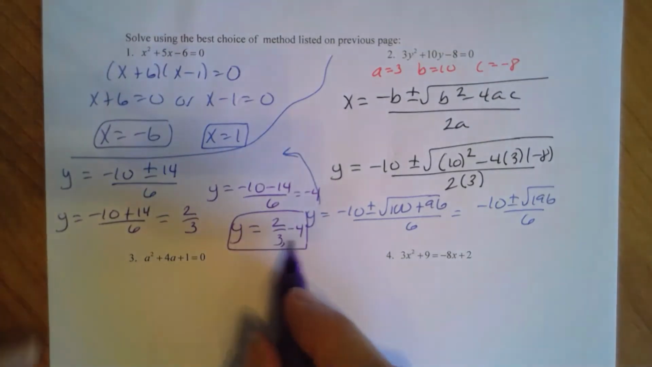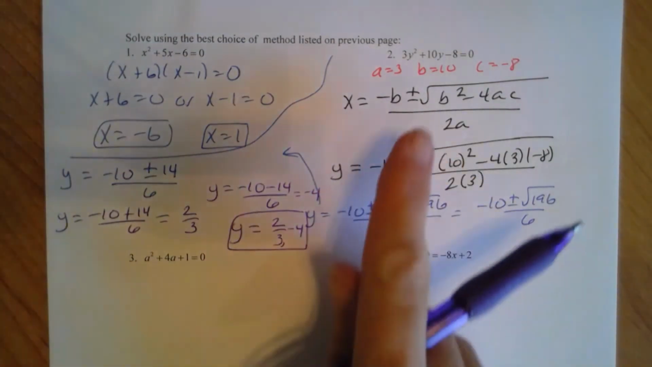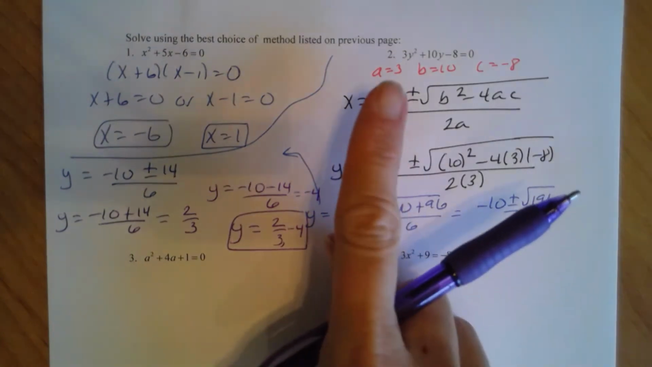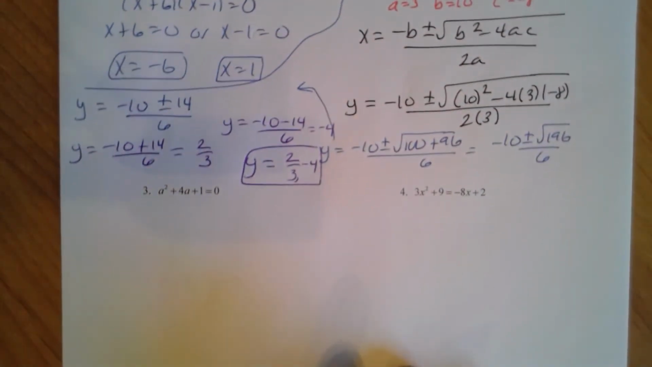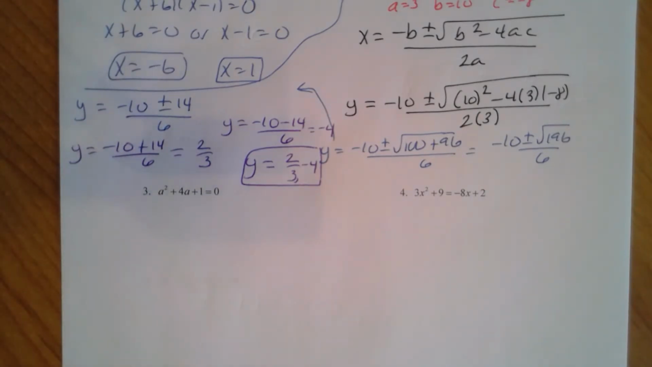So since you have no radicals, that meant this actually was factorable from the beginning. So if you didn't like doing the quadratic formula, now go back to number 2 and try the AC method. You'll still get 2/3 and negative 4.